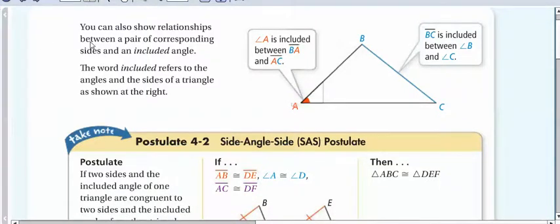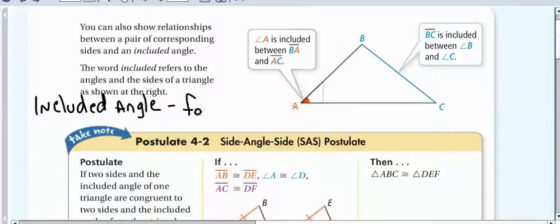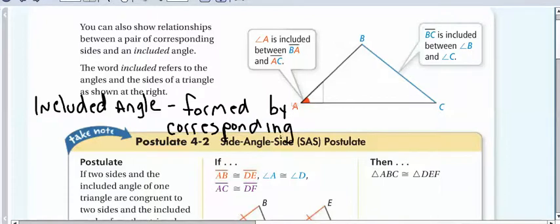Alright, let's look here. You can show relationships between a pair of corresponding sides and an included angle. The word included refers to angles and the sides of a triangle as shown at the right. So I want you to write this down. An included angle is formed by corresponding sides.